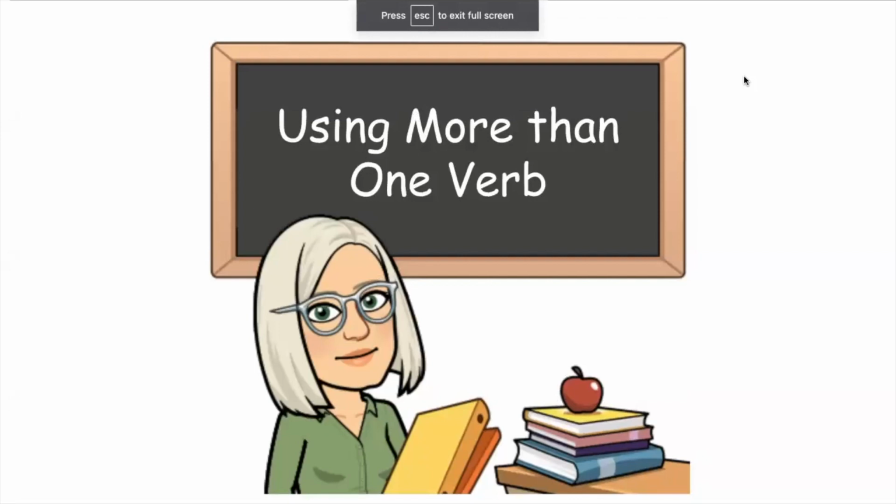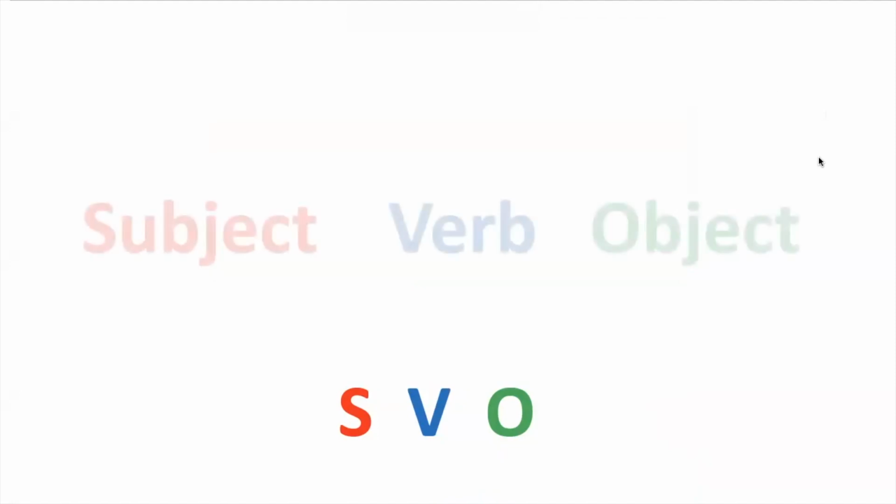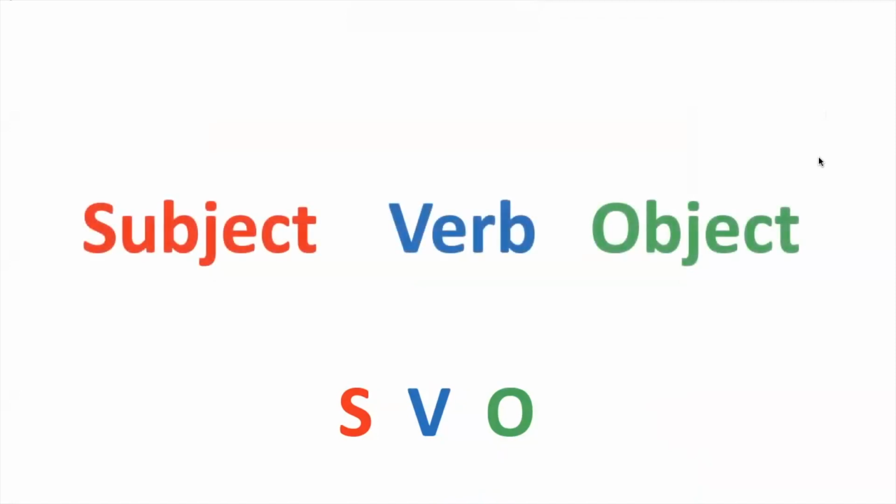Hello, everyone. Today we're going to talk about using more than one verb in a simple sentence. We've been talking about English as an SVO language. SVO means subject, verb, object, because those parts of the sentence usually come in that order. Subject first, then the verb, then the object.